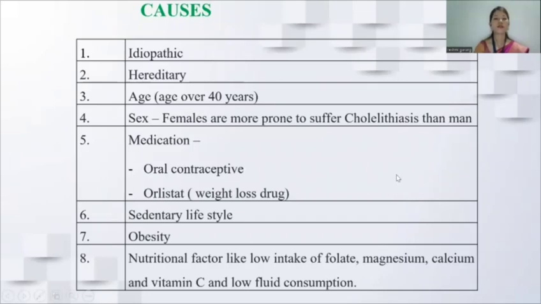Next, coming to the causes of cholelithiasis. First cause is idiopathic, which is unknown. Then it can be hereditary, and again age over 40 years, sex again female more than male. Then medication like oral contraceptives and oral steroids, which women used to take for weight loss. Then sedentary lifestyle again, obesity, nutritional factors like low intake of folate, magnesium, calcium, vitamin C, and low fluid consumption.